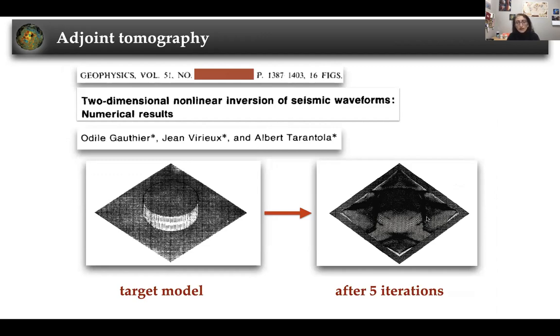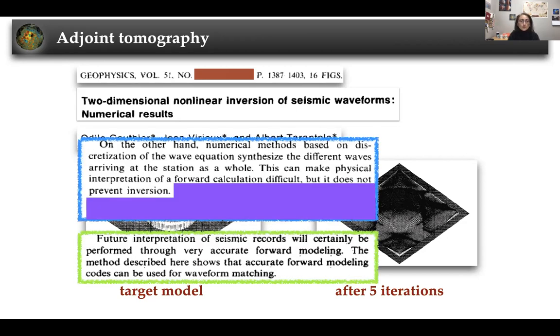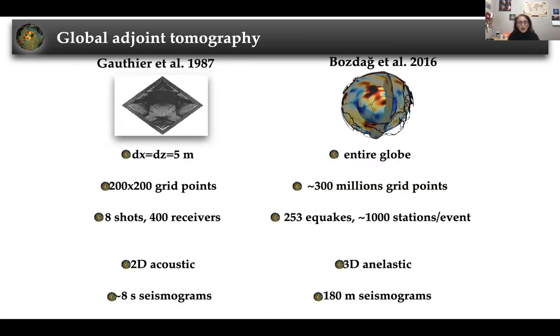And this is what they obtained after 5 iterations. At that time, they used the high performance computer of Total and performed these 5 iterations. But eventually, they concluded that the main limitation is the memory and the storage requirements. So at the moment, we cannot do any better. We need more computational power. And indeed, that has been the main limitation why these techniques could not be applied to global scale.